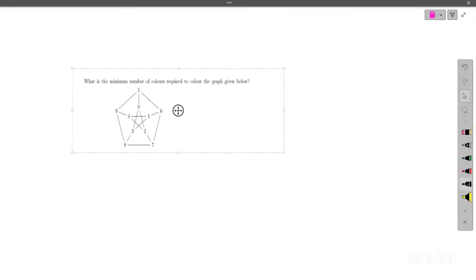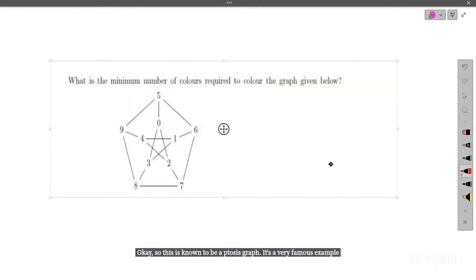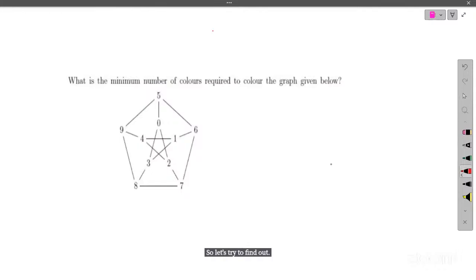Okay, so this is known to be a Petersen graph. It's a very famous example. So let's try to find out. You have to start with any vertex. You can choose any vertex and start with that.